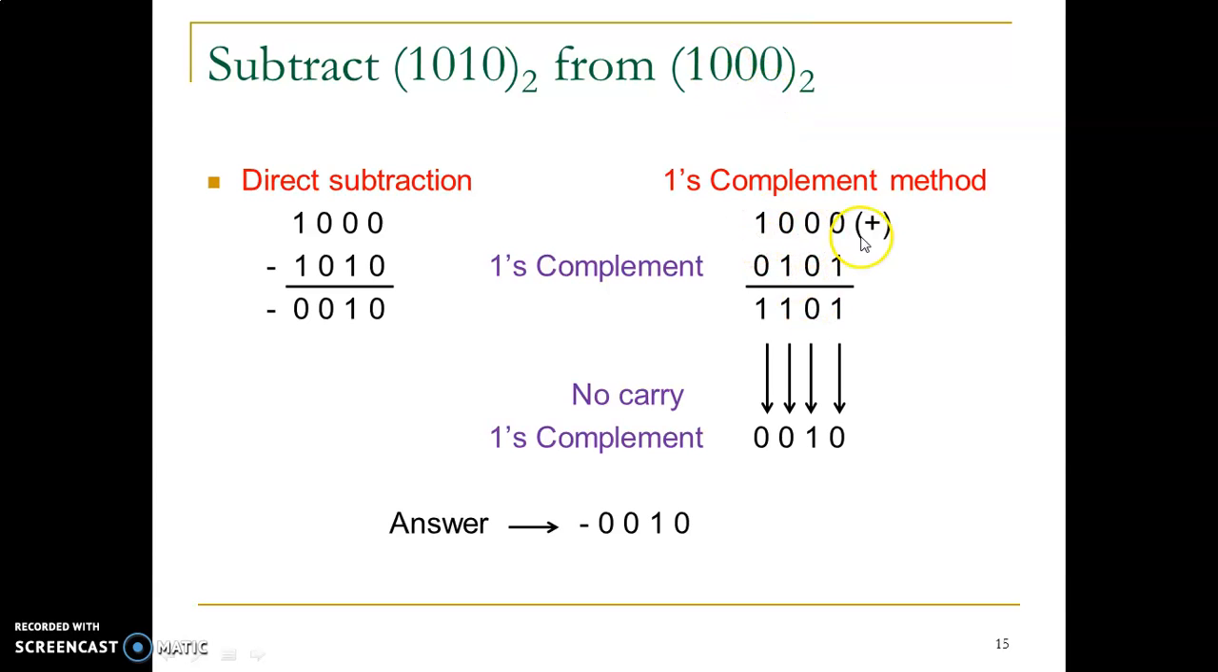So this number is written as such. So this is converted to 1's complement. The 1's complement of this one will be 0101. Now these two are added. So this will be the result. There is no carry. So now we take the 1's complement of this one. The 1's complement of this one will be 0010.